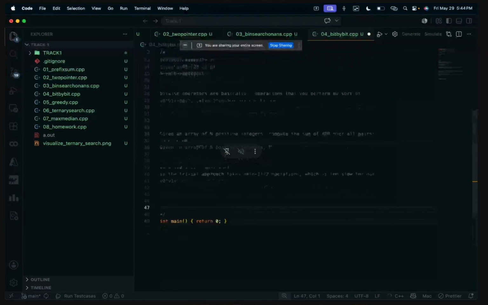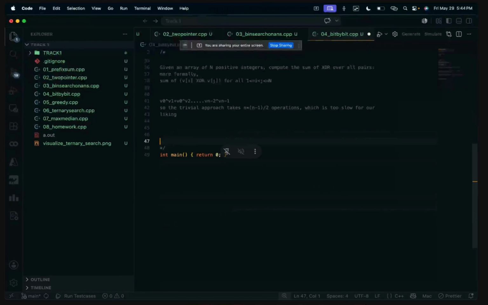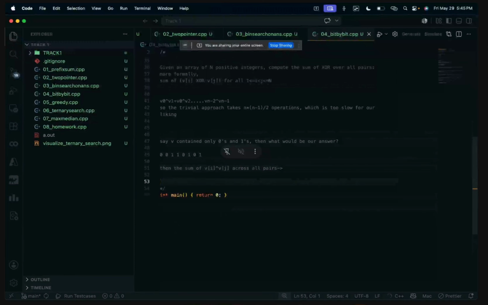Before we optimize this directly, let us look at a simple problem. Say v of i contained only zeros and ones. Then what would be our answer? So if v contains only zeros and ones, say 0, 0, 1, 1, 0, 1, 0, 1, then the sum of v of i XOR v of j across all pairs would be what?